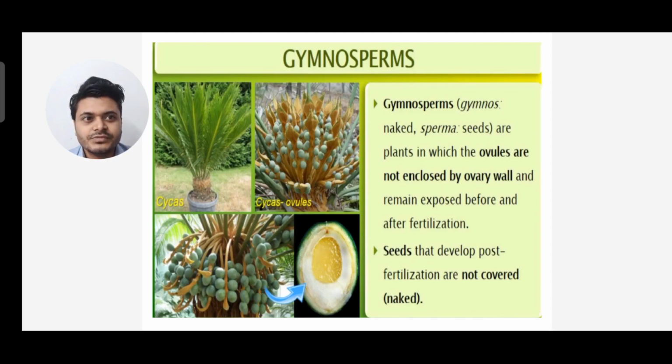What does gymnos mean? The word gymnos means naked, and the word sperma means seed. So gymnosperms are plants in which ovules are not enclosed by an ovary wall, and they remain exposed before and after fertilization. Seeds that develop post fertilization are not covered. So seeds are not covered, they are naked.